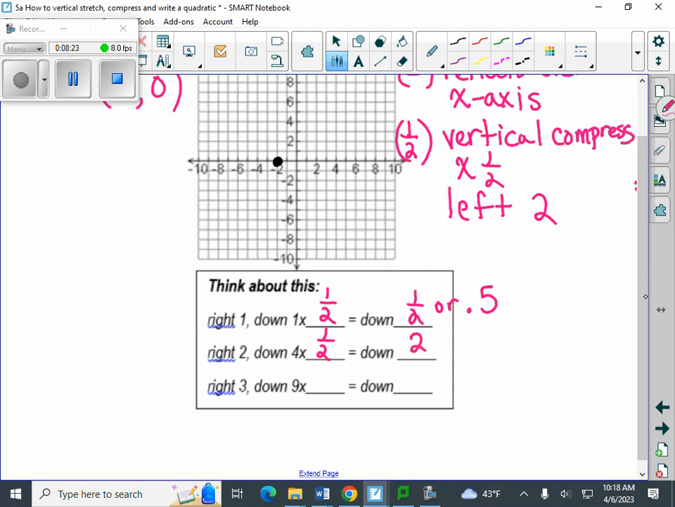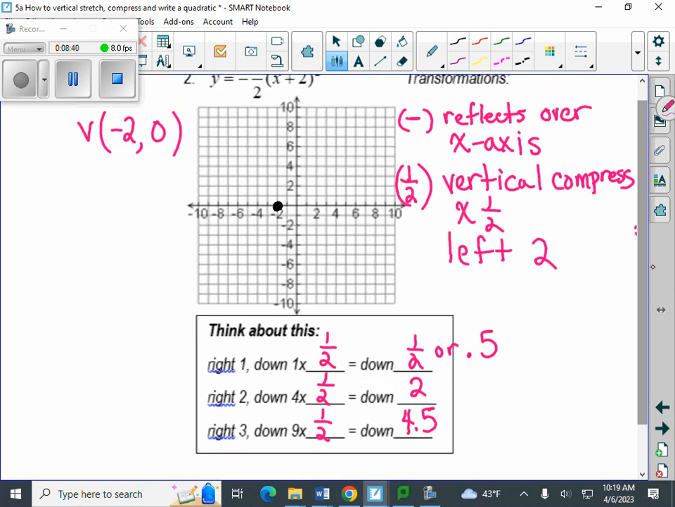The right 3, down 9: the vertical part of this is what's changing. The 9 is going to change. 9 times 1/2 is 4.5. And we can get the right side, which is going to allow us to get the left side. Right 1, down 1/2. Right 2, down 2. Right 3, down 4.5.